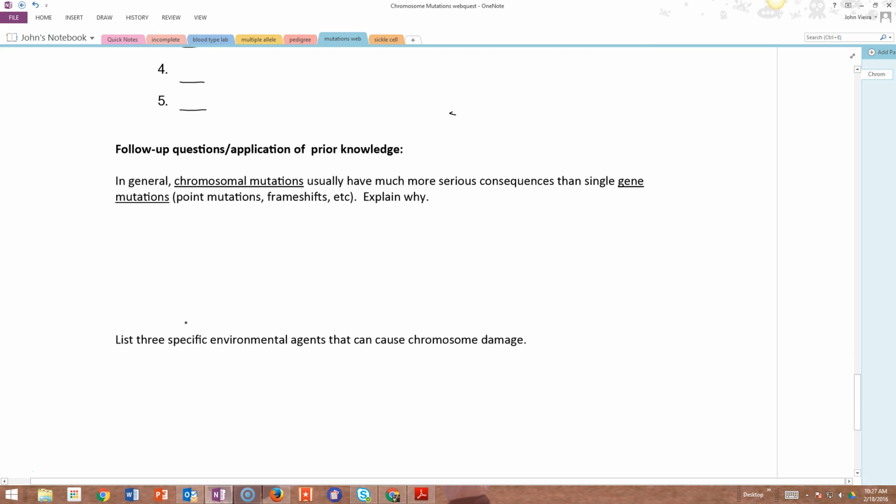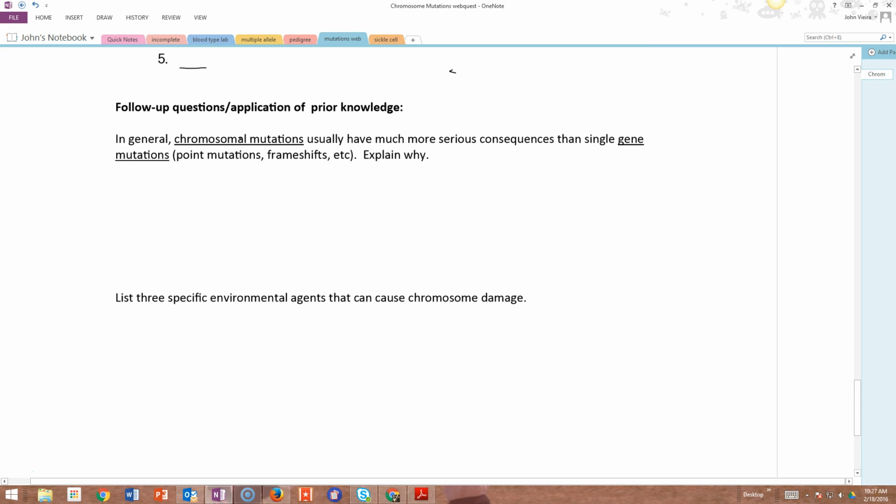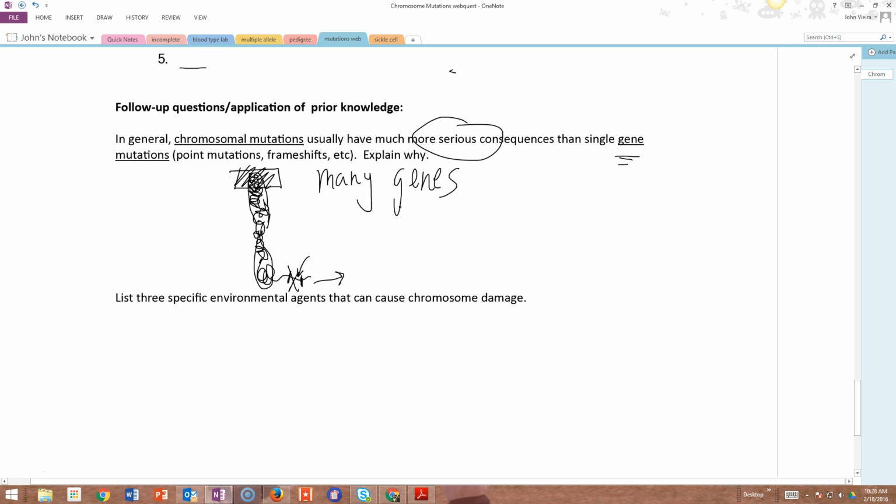The last one is kind of, or the last 2. In general, chromosomal mutations are usually much more serious than single gene mutations. And the reason for that is a chromosome is a long piece of DNA coiled up. Here's a long piece of DNA. Here's that little piece of DNA. One gene is just one section. So if you mutate one gene, you're only going to screw up the protein that this translates for. But if you screw up a whole chunk of a chromosome, you're going to affect many genes. And obviously, that is going to be more serious.